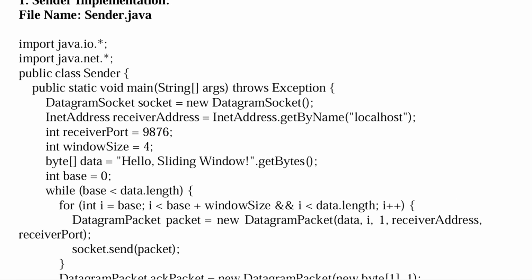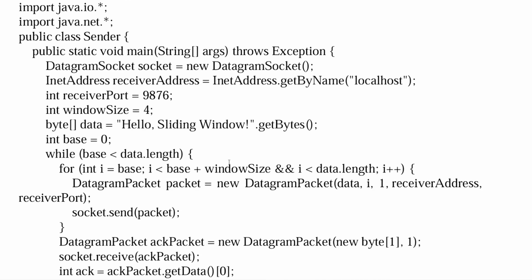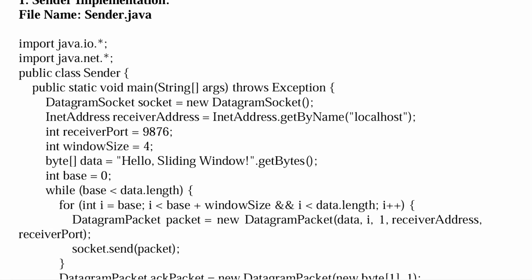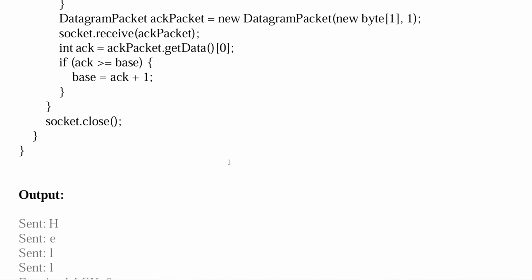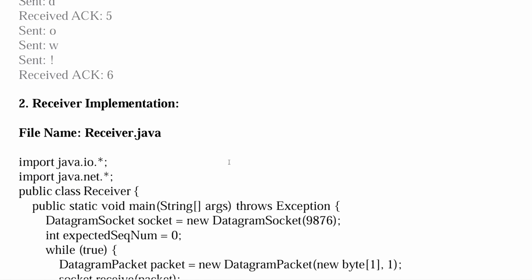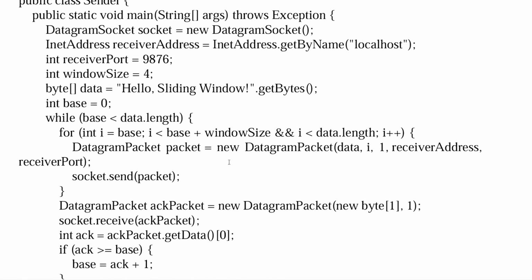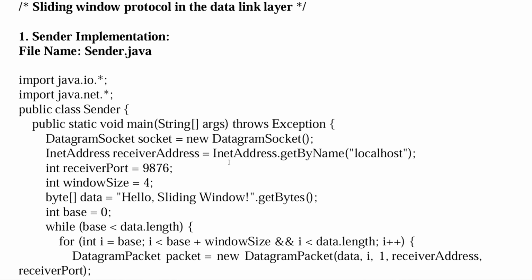Next step is to create the datagram socket. DatagramSocket socket equals new DatagramSocket. Here we create a UDP socket. This socket is used to send and receive UDP packets. The next step is to get the receiver address: InetAddress receiverAddress equals InetAddress.getByName("localhost"). Localhost means the receiver is running on the same system. It converts a host name into an IP address, for example 127.0.0.1.